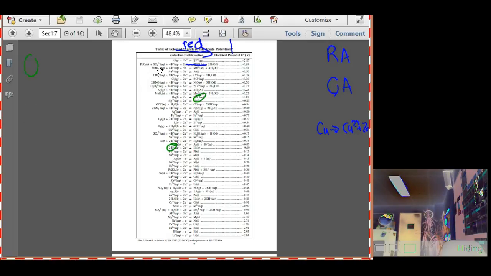So if the OA is above the RA, that chemical reaction is spontaneous. If the RA is above the OA, then it is not spontaneous.